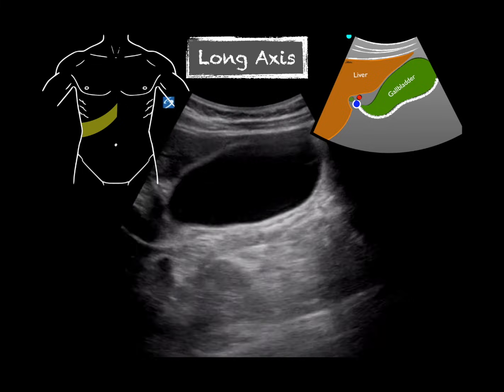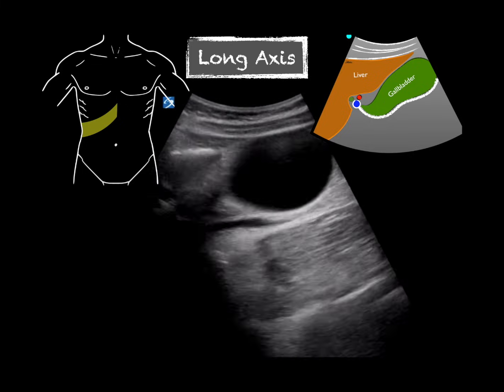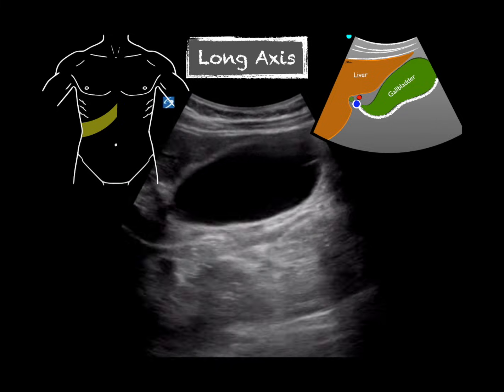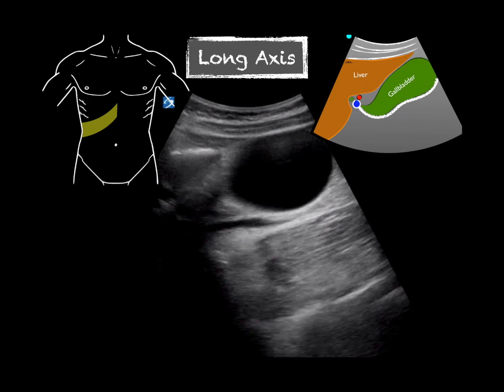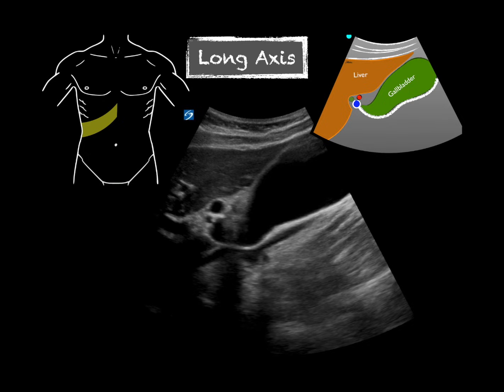We can see the long axis of the gallbladder here. And what we're going to be doing is looking for stones. I'm going to back up one image here. We're going to be looking for stones to lay right along the back wall here.